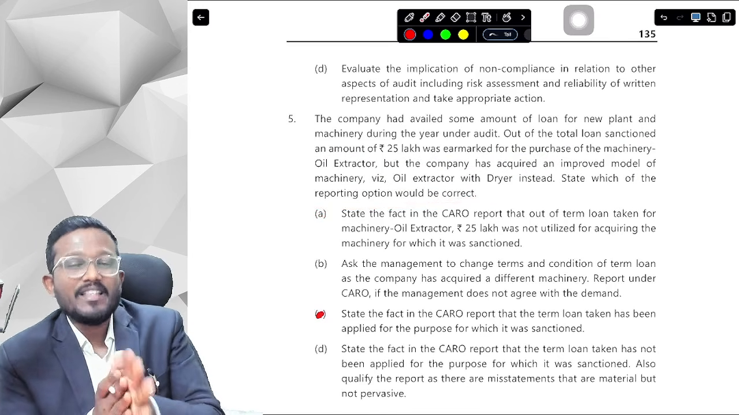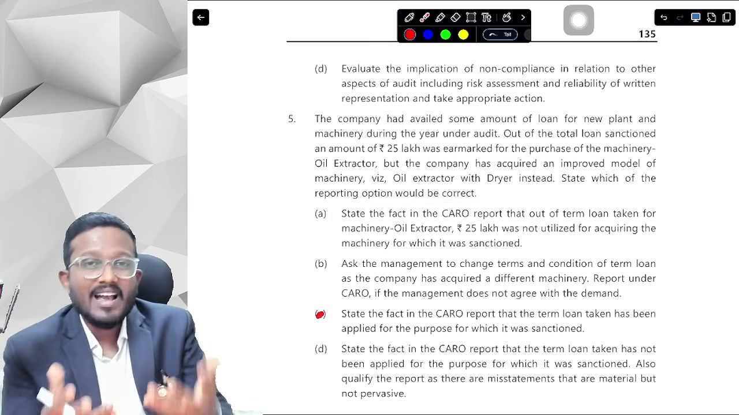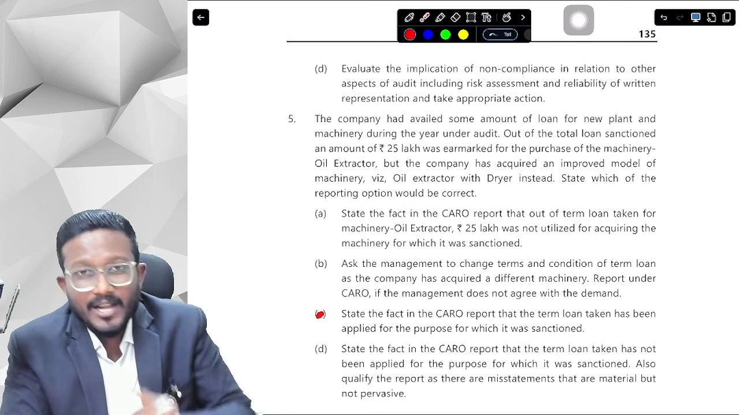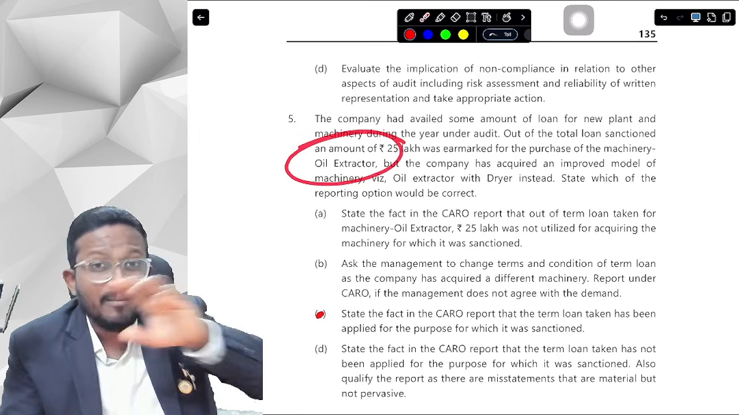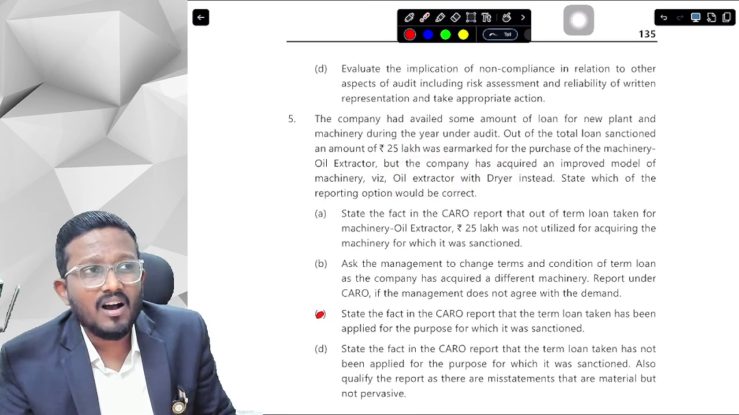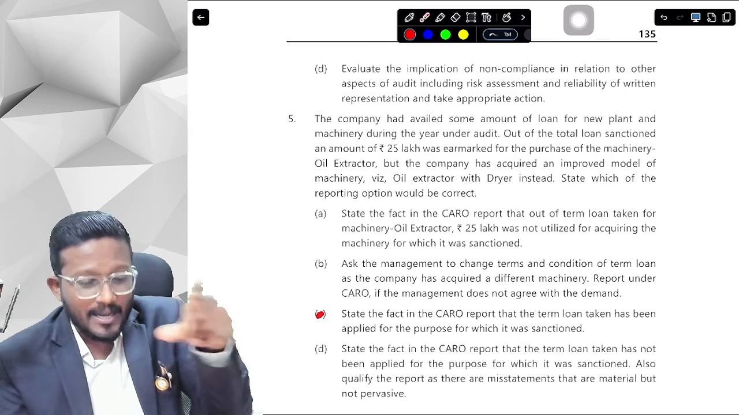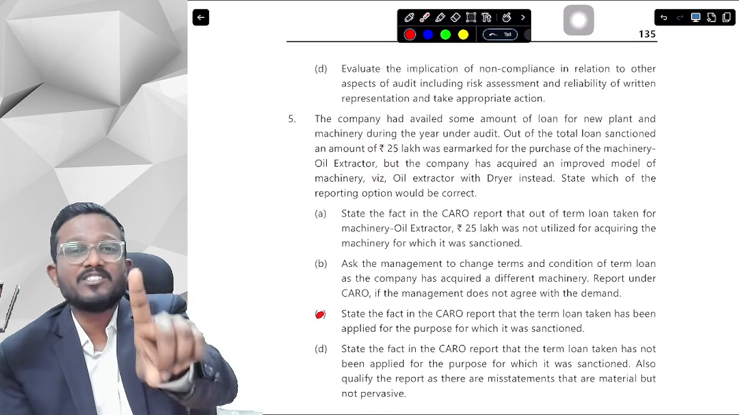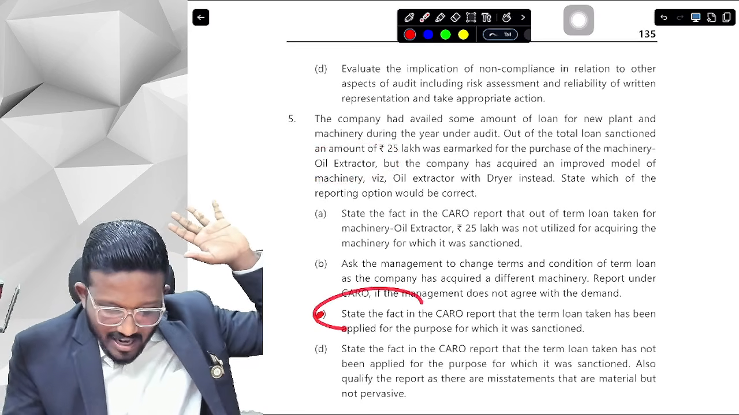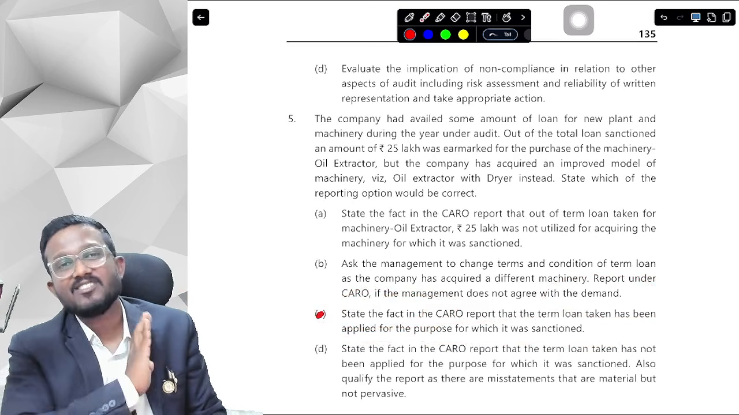So basically we know that whenever we have taken a loan, as per clause 9 of CARO 2020, if we have not applied the loan for the purposes for which we have taken it, then we need to report it in CARO 2020. Here we have taken the loan for an oil extractor, but we have applied the loan for an oil extractor with dryer. Can it be called a non-compliance with the purposes of the loan? No, sir. Because the purpose of the loan was to purchase an oil extractor, and we have purchased an oil extractor, but an improved model. So it is perfectly complying with the purposes of the loan. So here we will state in the CARO report that the term loan has been applied for the purposes for which it was sanctioned. There is no discrepancy.